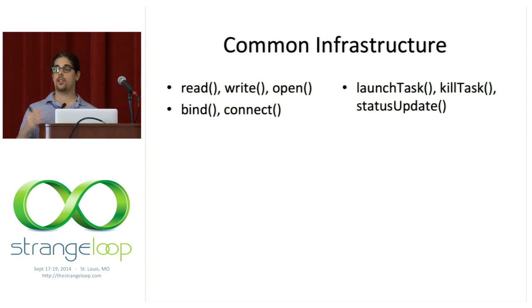Mesos has similar things in its infrastructure. It has functions like launch task, kill task, and status update, so that when a distributed application needs to run a process on a remote machine, kill that process, or communicate with it in some way, Mesos handles the details there. You don't need to deal with sockets. You don't need to deal with process IDs and the way that killing a process tree is very complicated.